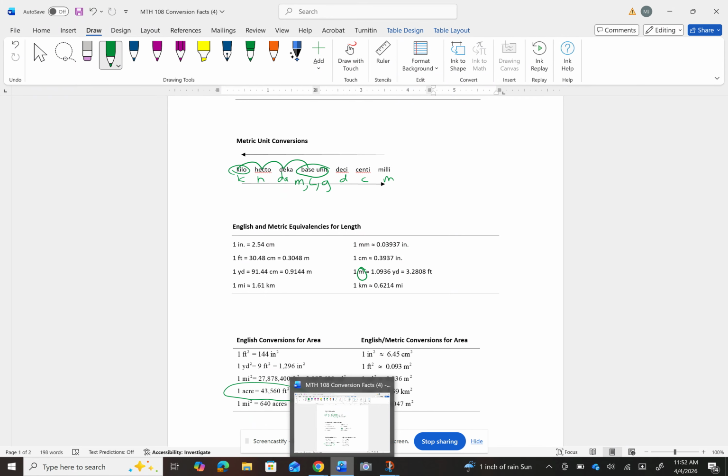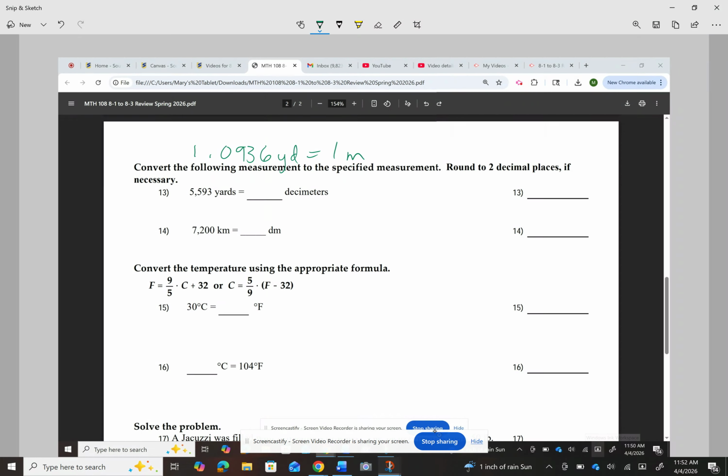Okay, and then once I do meters, I'll be able to go from meters to decimeters. Okay, so I could start with my unit. I'm starting with my 5,593 yards. I want yards to cancel, so I'm going to put them on the bottom. Okay, and I've got to put the 1.0936 yards. That gets me to meters.